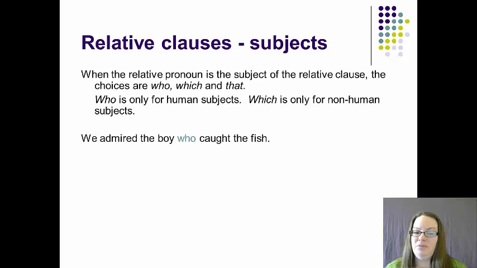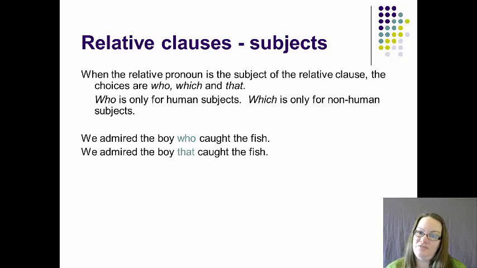Okay. We admired the boy who caught the fish. If I break this up into two different sentences, we have two sentences that look like: we admired the boy; the boy caught the fish. So in this case, who is replacing the boy who caught the fish, so the subject of the second sentence. So we use the subjective case pronoun, which is who. Okay, here we have another. We admired the boy that caught the fish. We often can interchange that into many of these positions.